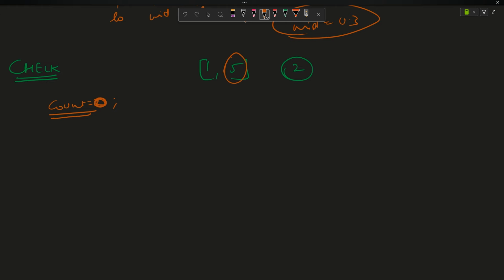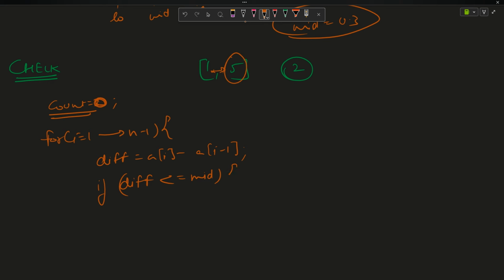Move from the first index. Why first index? Because you will be inserting here, right? So you just want the adjacent difference. So I will be moving from i equals to 1 up till n minus 1. That is, in this case, only 5 will be my answer. My difference is array of i minus array of i minus 1. Correct? Now, it might be possible that my difference is actually less than equals to mid, and I want the difference to be less than equals to mid, right? So if that is the case, do nothing. Continue.